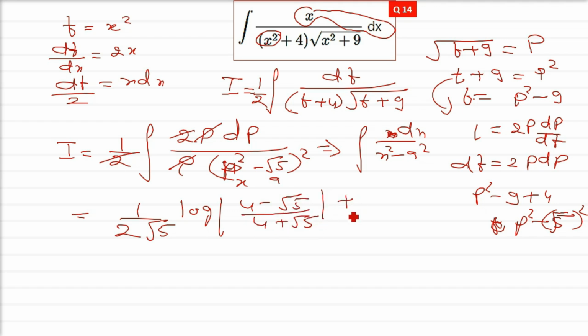Actually, we have taken p, so it should be p actually. I told you p and u can be taken interchangeably. It's up to you. Whichever value you take, stick to it for all of the solution.